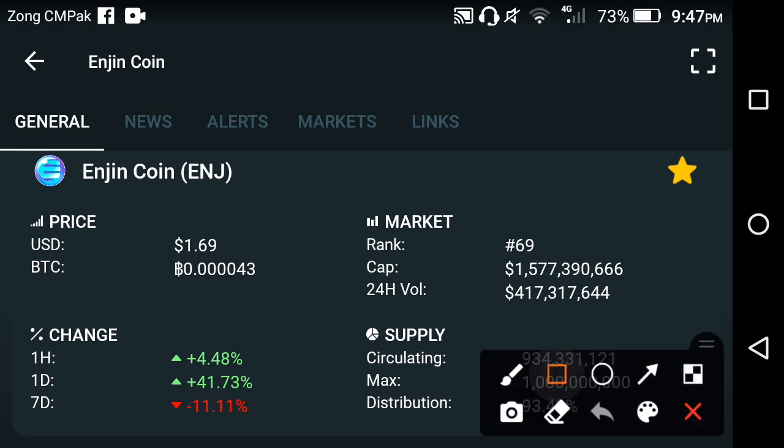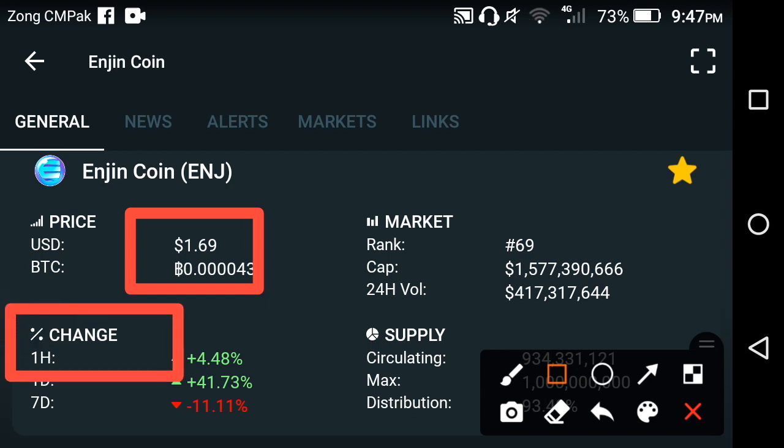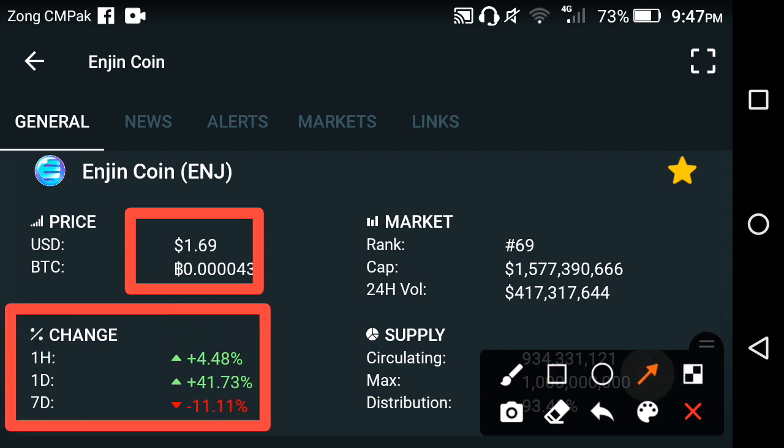My friends, if we talk about the latest price of the Indian coin, you can see here 1.69 USD is the latest price of the Indian coin. On the other side, if we look at the price changes of the Indian coin, you can see here that the last 1 hour pricing is positive, the last 1 day pricing is positive, and the last 1 week pricing is negative. Except for the last 1 week, the last 1 hour and last 1 day pricing are going positive. So I'm very happy to see this kind of positive change in the Indian coin.